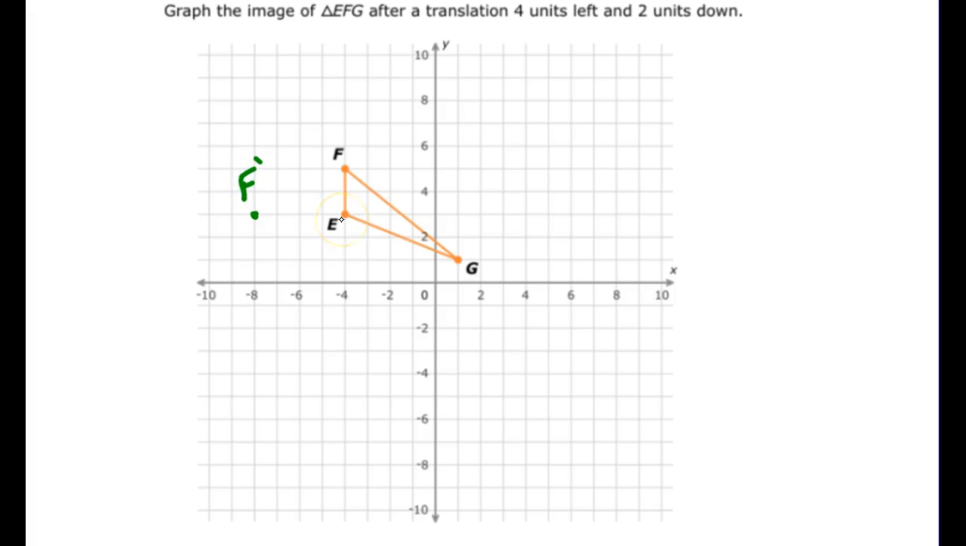Same thing with E. If we go 4 units left, 2 units down, this new point is going to be E prime. And the last one, G, 4 units left, 1, 2, 3, 4, 2 units down. That point is G prime. So now all we have to do is connect all these points. And we have our new transformed image after a translation 4 units left and 2 units down.